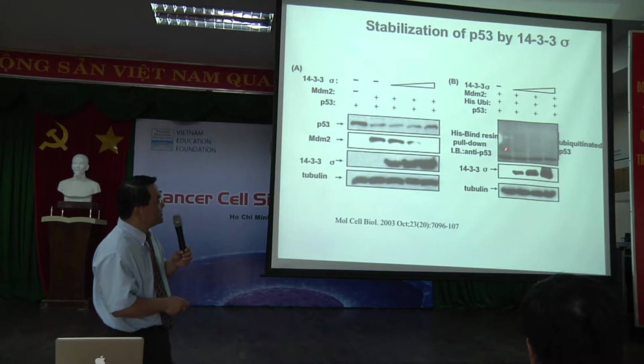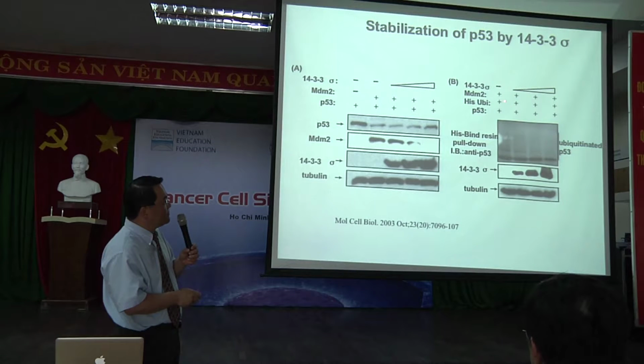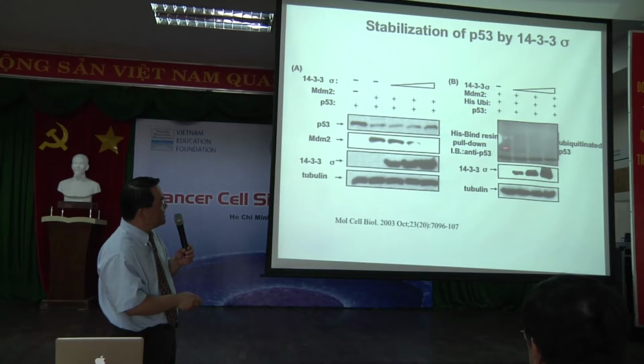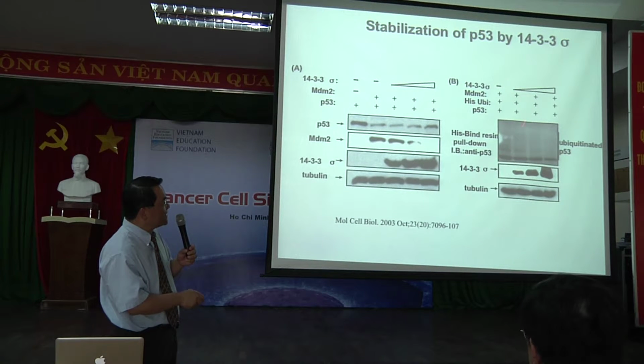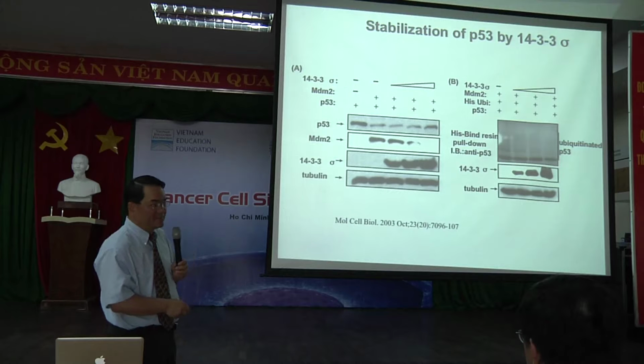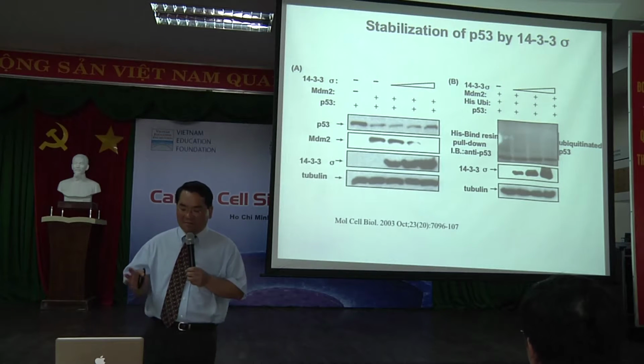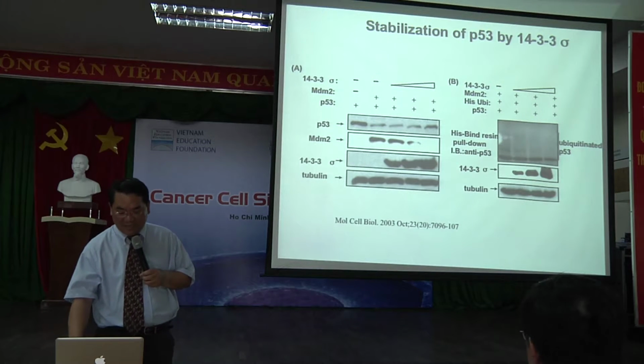And how do they do it? It is actually blocking the MDM2-mediated P53 ubiquitination. So here without 14-3-3 sigma, there is some kind of smear, a band of the P53, meaning the P53 is ubiquitinated. But if you increase the amount of 14-3-3 sigma, the smear is reduced, indicating that 14-3-3 sigma blocks the MDM2-mediated P53 ubiquitination.